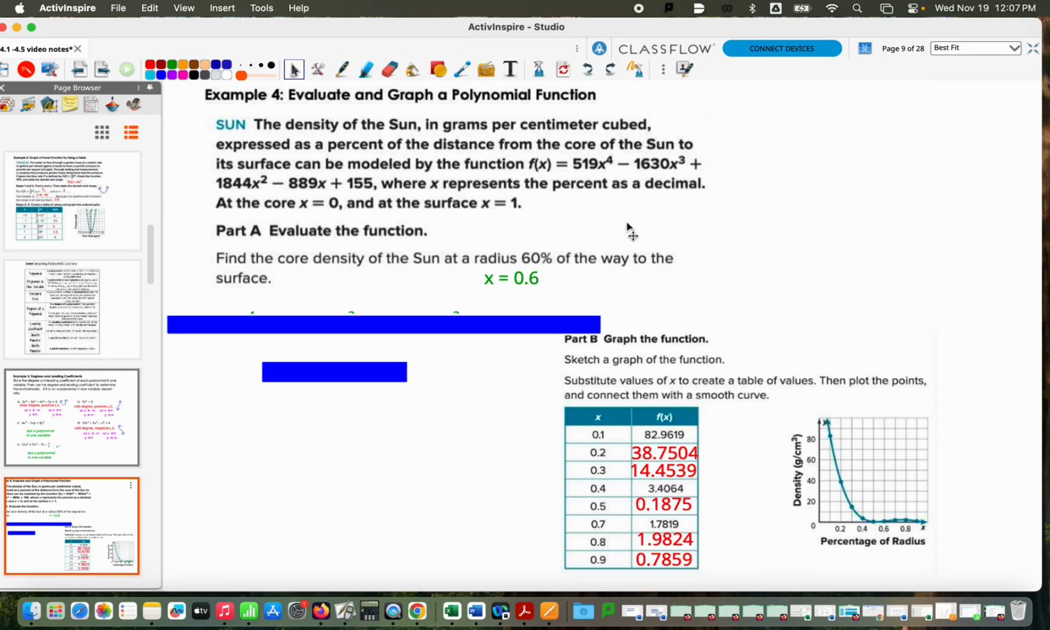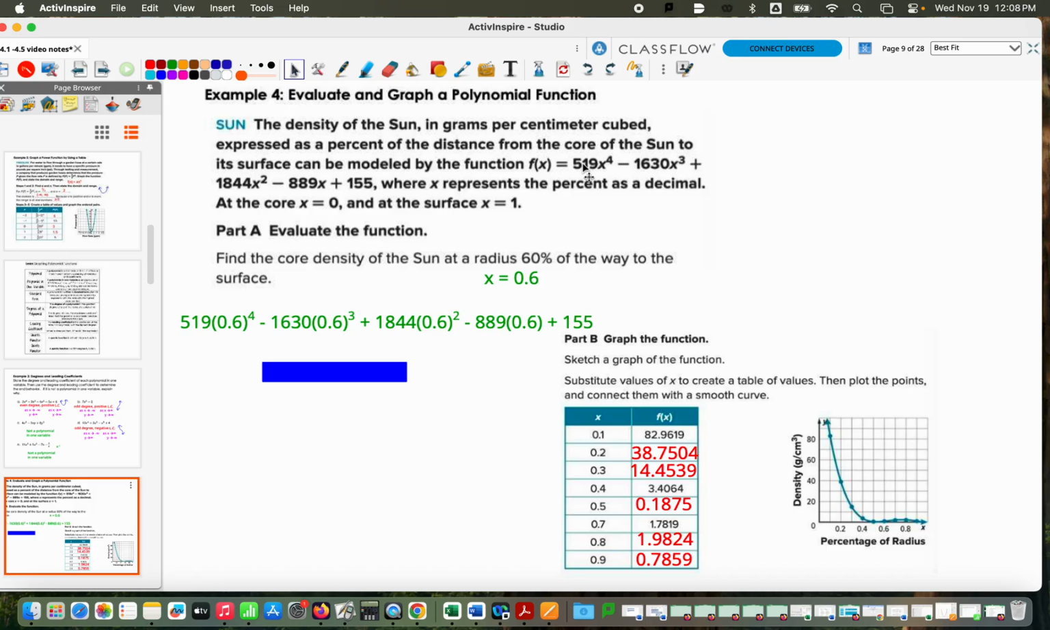All right, a few more examples. Maybe a few more word problems, so feel free to pause and read through it. The basic idea here is this really crazy long polynomial, but we could use it to find answers and graph it and figure out what's going on. We're doing a radius of 60%, so I need to change it to a decimal, percent as a decimal. So it's 0.6, and I'm just basically plugging that in for all of the x's. So I'm just gonna go here and plug in all those x's.